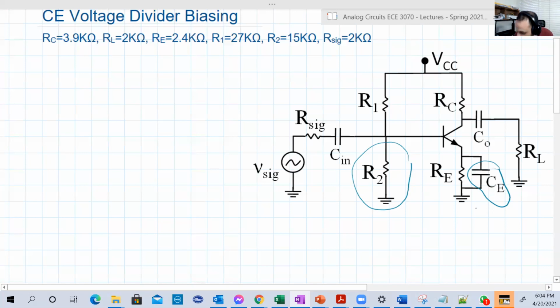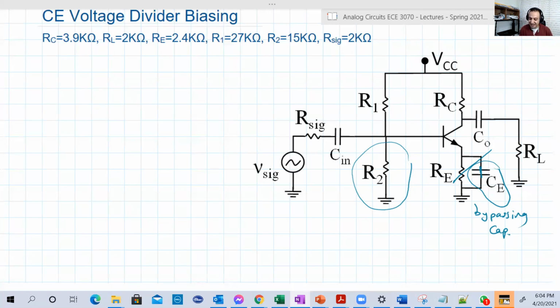This is called the bypassing capacitor, because in DC this will be open, and in AC it will be short, so it will short out RE. So the circuit will go back to our first circuit that we solved for the common emitter amplifier with no RE. The emitter will be connected directly to the ground. So that's basically the trick here in that circuit.